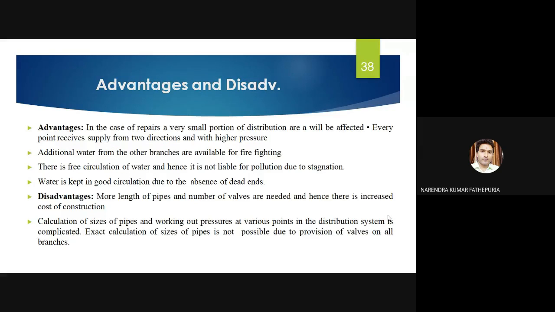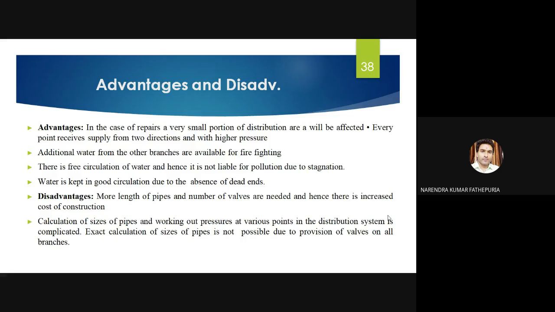In case of repair, a very small portion of the distribution is affected, and every point receives supplies from two directions and with higher pressure. Additional water from the other branches is available for firefighting. There is a free circulation of water, and hence it is not liable to pollution due to stagnation. Water is kept in good circulation due to the absence of dead ends.